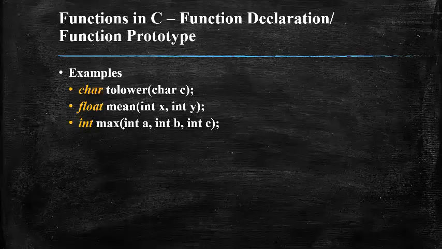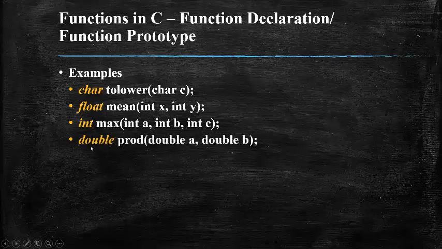The return data type of this function max is integer, the name of the function is max, and here I am passing three input arguments: integer a, integer b, and integer c. Another example of a different data type: I am using double as the return type of the function named prot, and this function accepts two input arguments. It is going to process the values of a and b. The value of a is of double data type, and the value of b is of double data type.